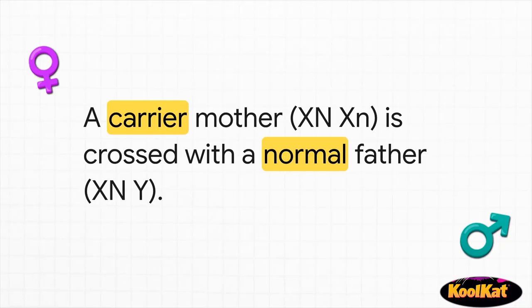Okay, so here's the new setup. We're looking at a trait like colorblindness, which lives on the X chromosome. So we have a mother who is a carrier. That means she has 1 normal X chromosome and 1 affected X chromosome. The father has normal vision, so his 1 X is normal, and then of course he has a Y chromosome.